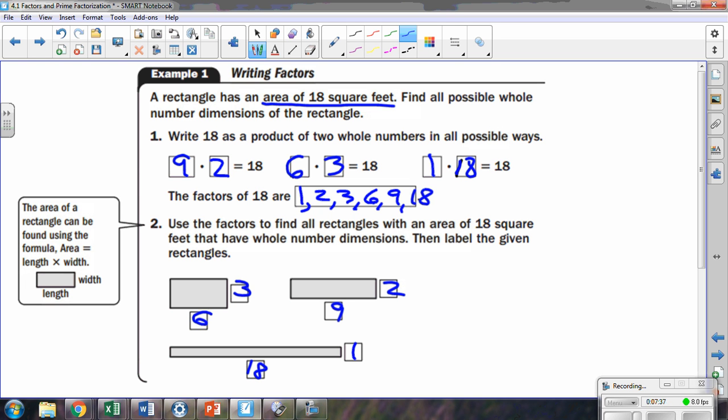Factors will play a role whenever you're working with area. Factors will play a role whenever you're working with rectangles.